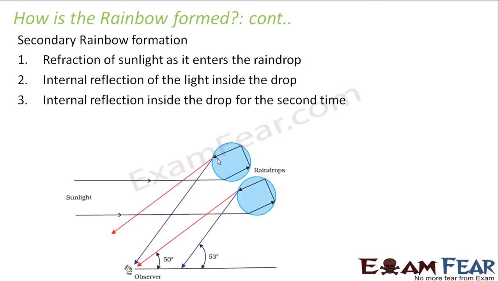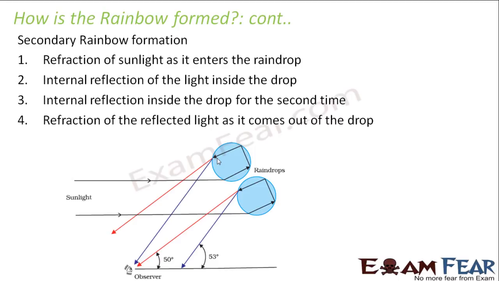So it is something like, somewhere internal reflection will take place only once, somewhere internal reflection will take place twice. But however, the rainbow which you see will remain the same. There is no difference in the view of a primary rainbow and a secondary rainbow. It is just that since in the formation of a secondary rainbow, the internal reflection inside the raindrop takes place twice, it is known as a secondary rainbow.